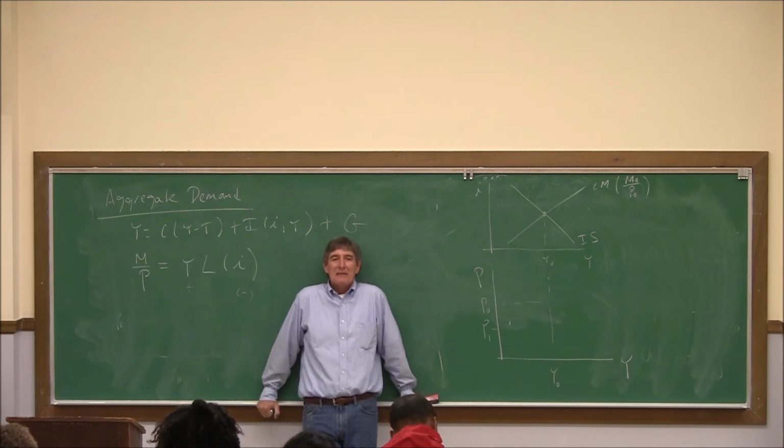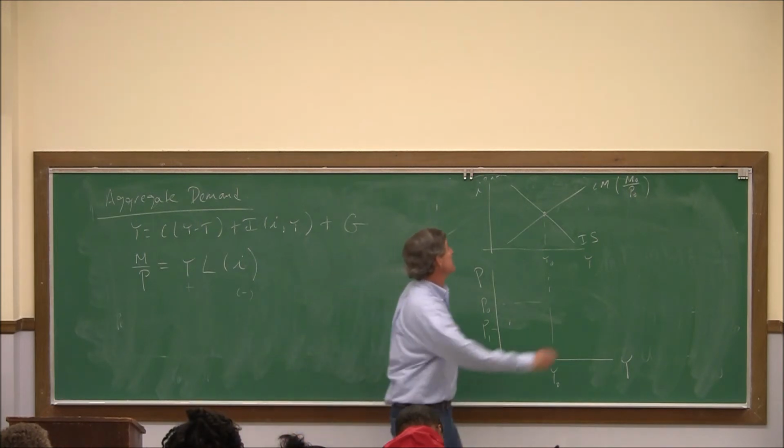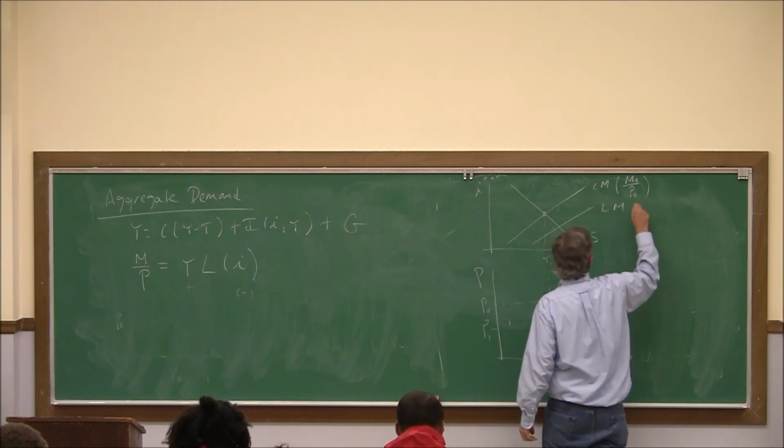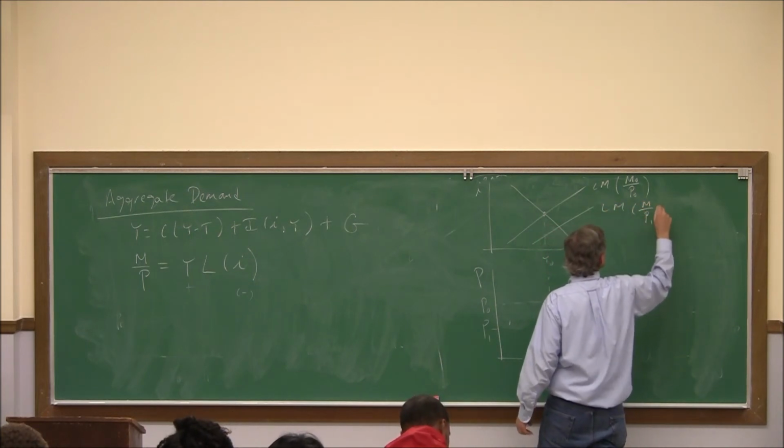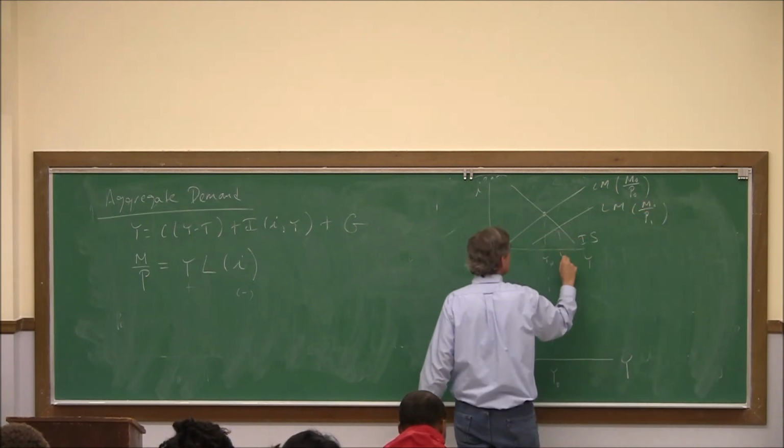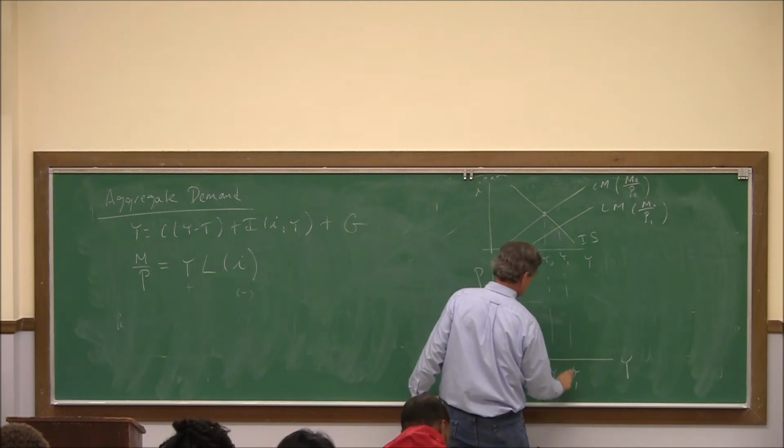If the price goes down, M over P goes up. So y'all were right to begin with. I always thought I got confused. So P goes down, M over P goes up, and that makes the L curve shift out. Y'all had it right. So this shifts out at a lower price level, LM, and P1. I'll get the Y1.